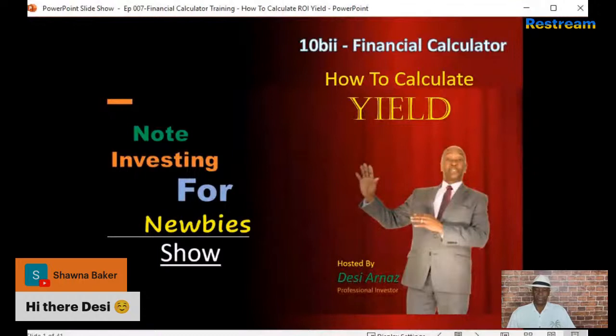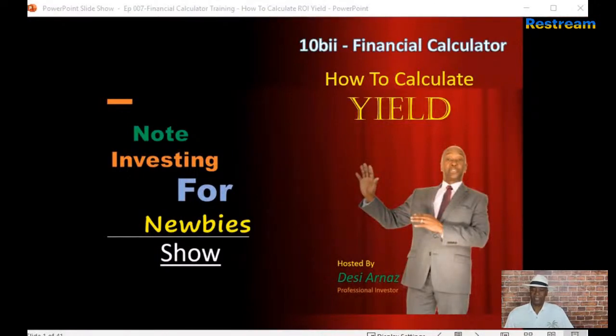There we go. So what I'm talking about today is how to calculate yield using the 10BII financial calculator. It's a tool that we use in the mortgage industry, and even real estate brokers, real estate agents, and real estate investors use it as well. It's not just in the mortgage industry. You can even use this like when I was buying my new car. I already knew what the monthly payments were going to be because I used my 10BII calculator to do the math once I knew what the interest rate was going to be and the term I was going to take on when I financed this vehicle. So I'll be talking about this today, guys.